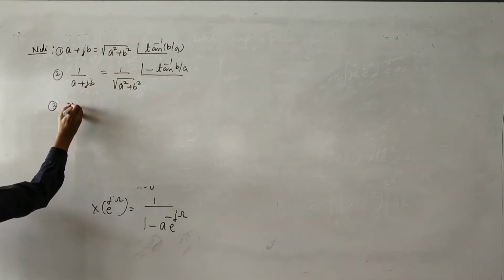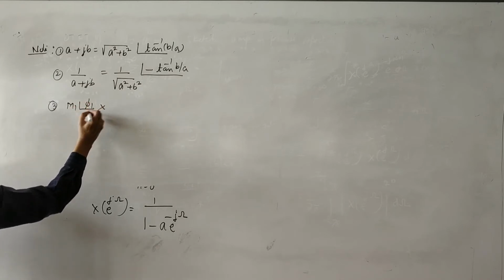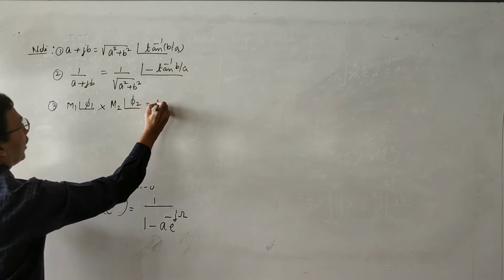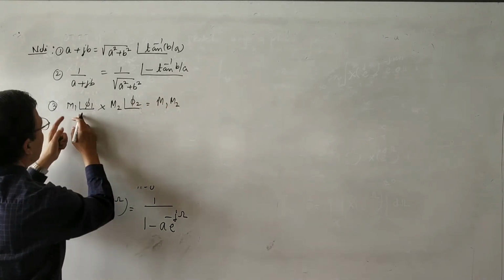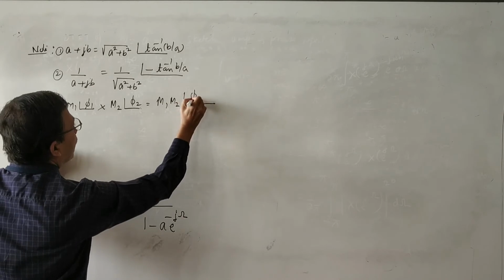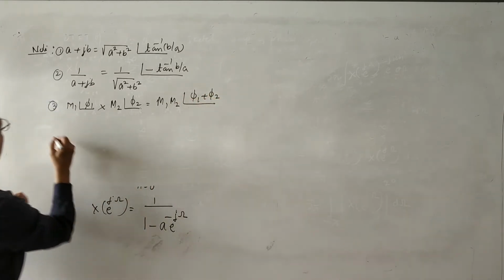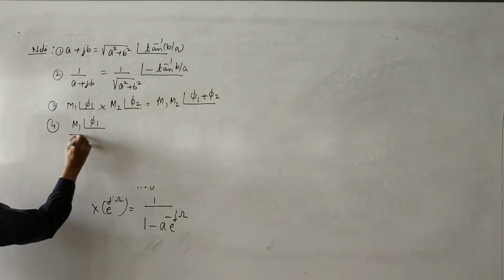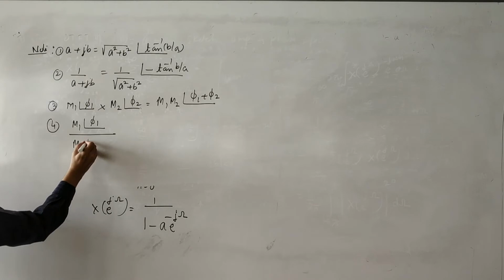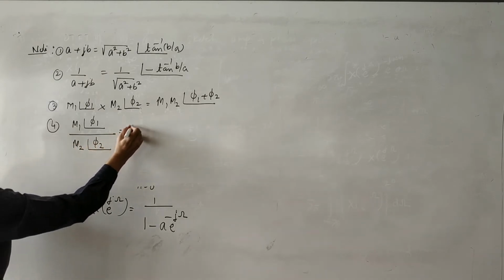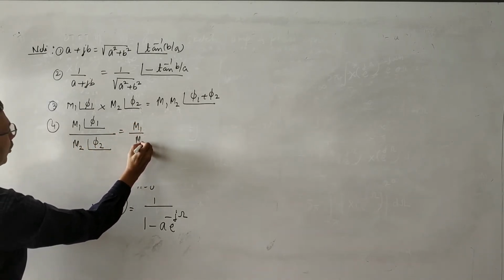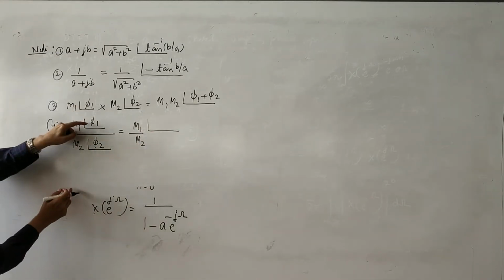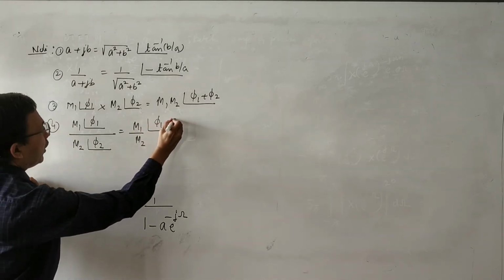Let us multiply two complex numbers in polar form, m1 at an angle phi 1 with m2 at an angle phi 2. The result is m1 m2: magnitudes get multiplied, angles get added, phi 1 plus phi 2. On the other hand, if you divide m1 at an angle phi 1 by m2 at an angle phi 2, you get the magnitude m1 by m2. Take phi 2 to the numerator, it becomes minus phi 2, and add it to phi 1, you get phi 1 minus phi 2.